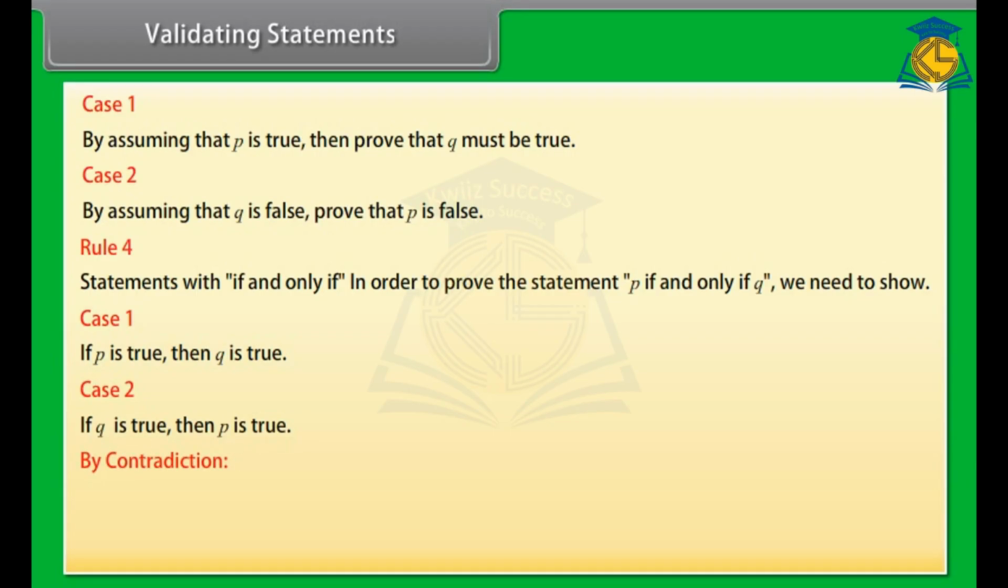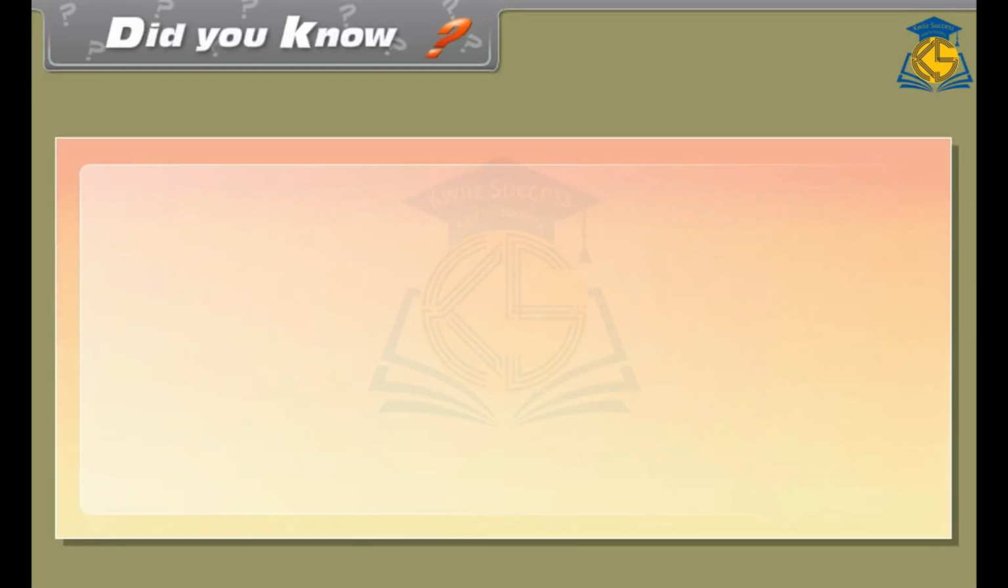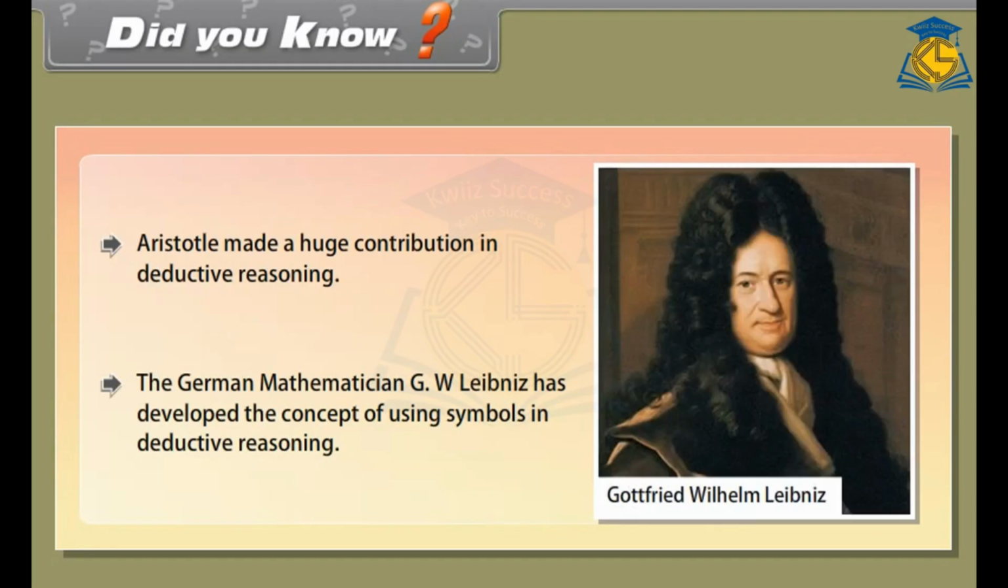By contradiction. In this, we check whether statement P is true or not. We assume that P is not true, that is, the negation of P is true. Then we reach some result which contradicts our assumption. Therefore, we can say that P is true. Did you know? Aristotle made a huge contribution to deductive reasoning. A German mathematician, G. W. Leibniz, developed the concept of using symbols in deductive reasoning.